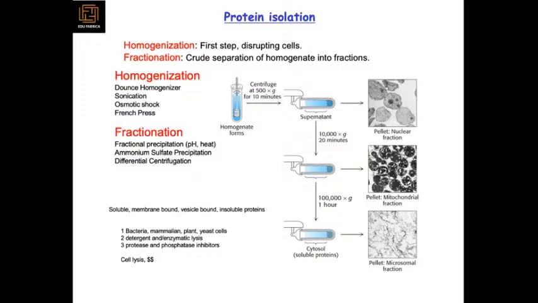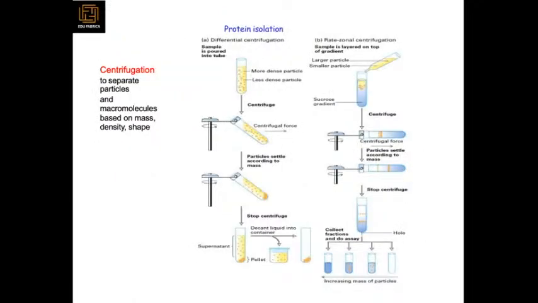So centrifugation at 500 g for 10 minutes, then homogenates are formed. Then you have a supernatant, and in the pellet you have the first nuclear fraction. Your nuclear material is there. Then you centrifuge the supernatant again at 10,000 g for 20 minutes, and you find the mitochondrial fraction. Then again at 100,000 g, you find the microsomal fraction. So it keeps going deeper and deeper the more you fractionate your mixture of cells.